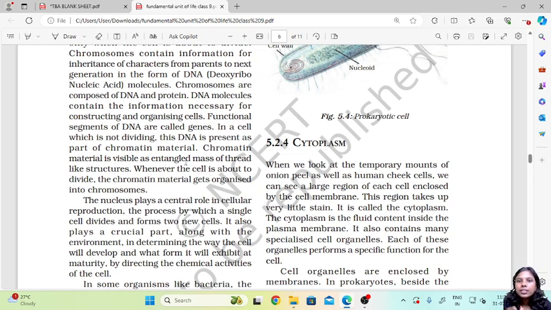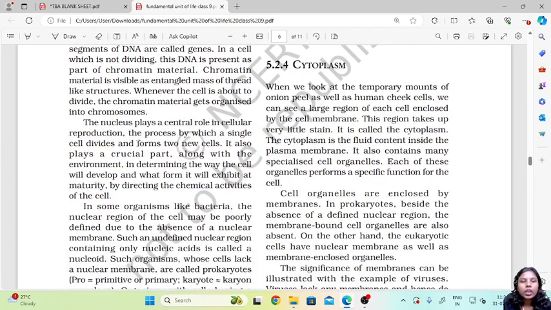Now the minute the cell is about to divide, these thread-like structures form the chromosomes, that is, they convert to rod-like structures. If the cell is not dividing, they will stick together in that entangled mass of thread-like structures. So whenever the cell is about to divide, the chromatin material gets organized into the chromosomes.